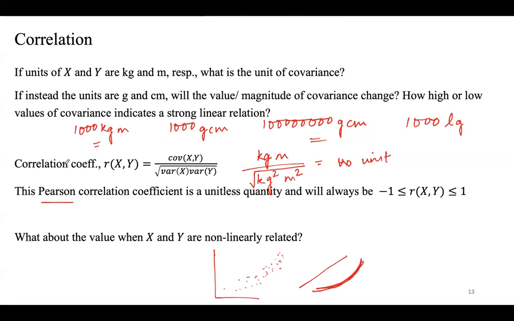So when the correlation coefficient gives you 0, it does not automatically mean that x and y are not related. It just means that they are not linearly related. They may have some other relation.